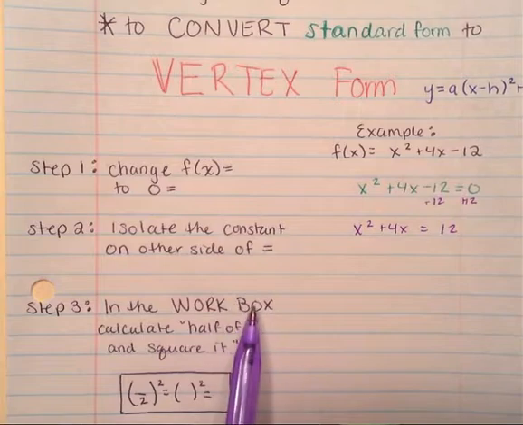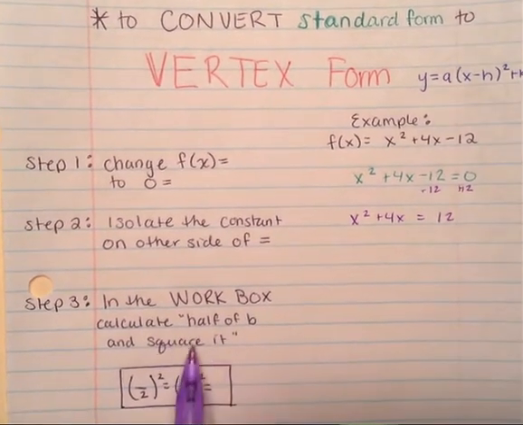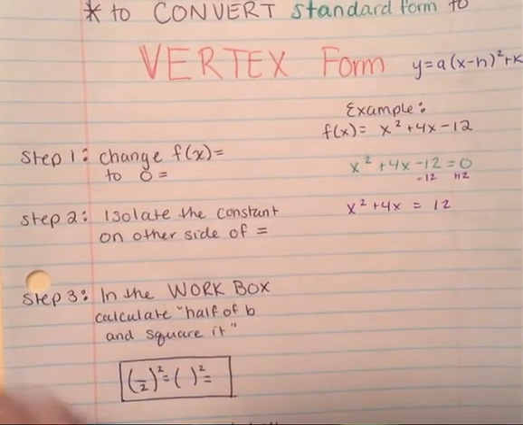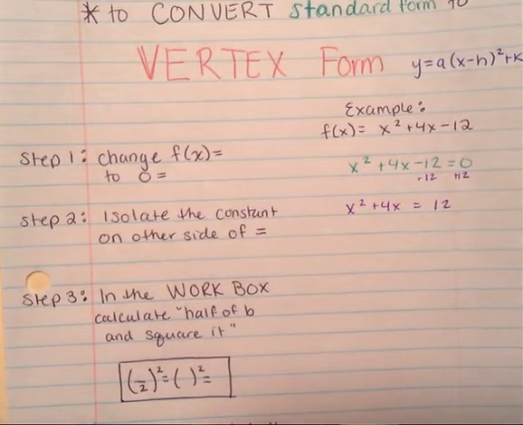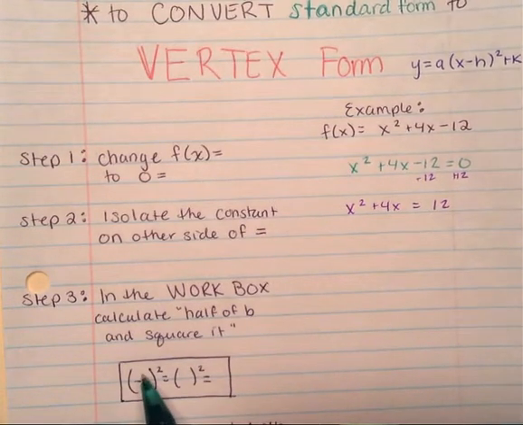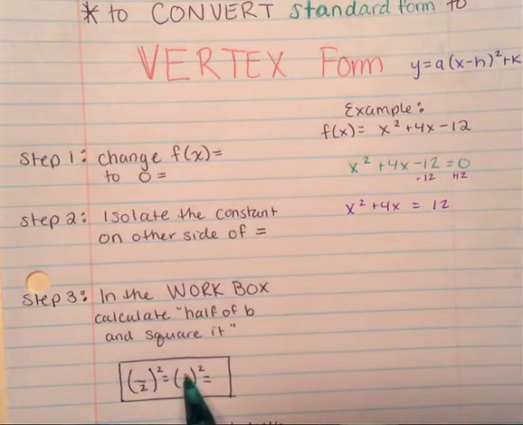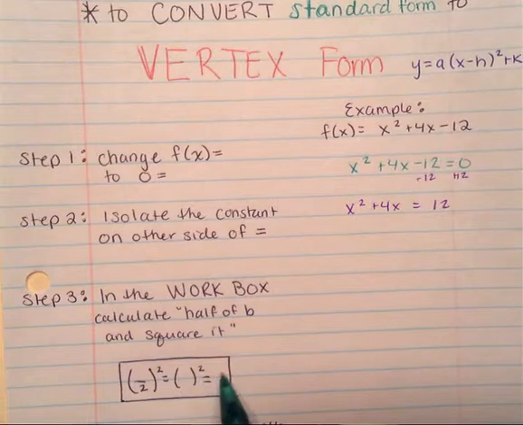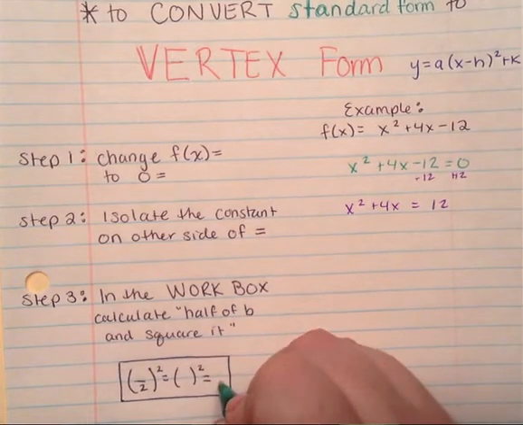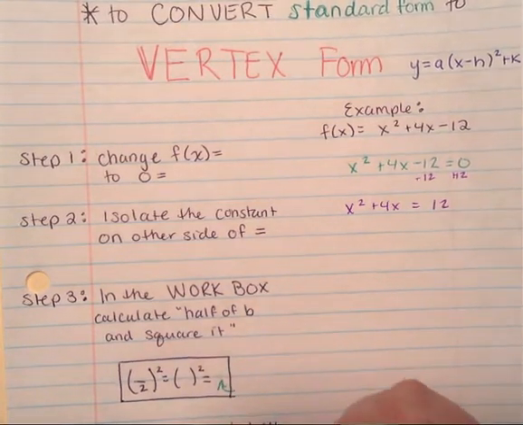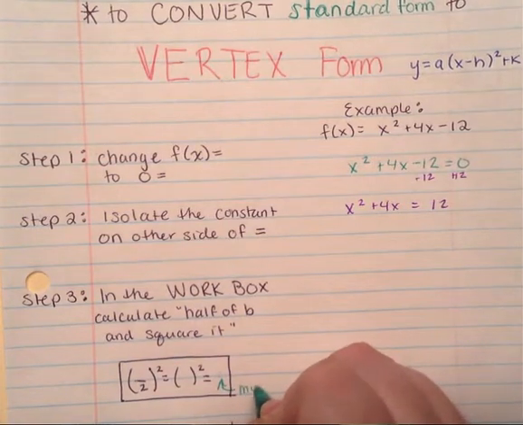So step 3 is how we will actually create this perfect square trinomial. In the workbox, we're going to calculate half of b and square it. This is what it's going to look like. We're going to put our b value inside of here, figure out what that value is, and put it into here. Then we're going to square that value, and we'll get a number out of this. Now, what's important to understand is that this number must be positive.